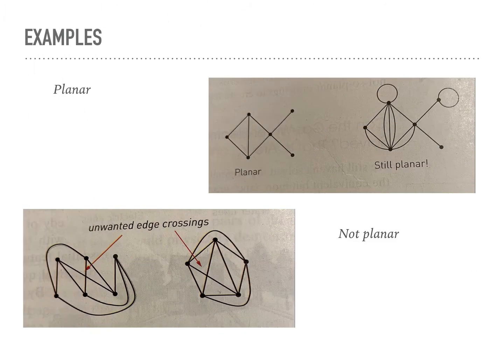Moving right along, these are examples of planar and non-planar graphs. You can see how intricate the planar graphs have to get in order to avoid any sort of crossing.